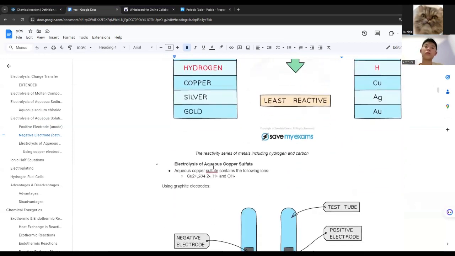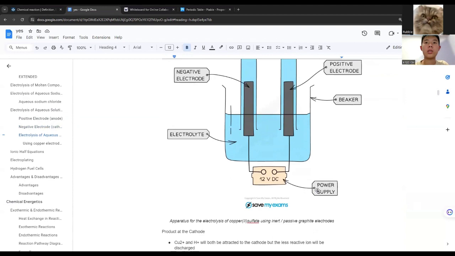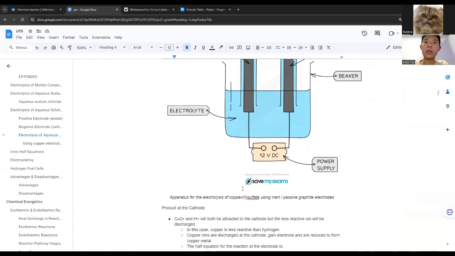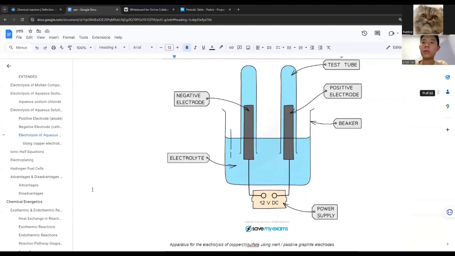Okay, this one. Example: electrolysis of aqueous copper sulfate. Aqueous copper sulfate contains copper 2 plus ions, sulfate ions, hydrogen ions, and hydroxide ions. This is using graphite electrodes, with a power supply of a 12V DC battery. This is the apparatus. Electroplating is for later.